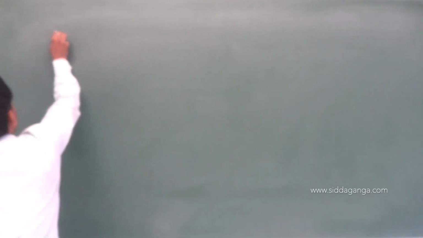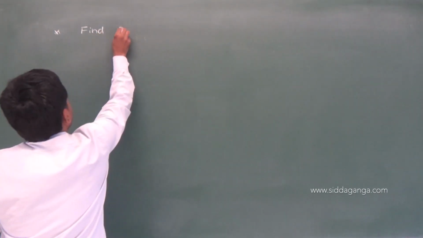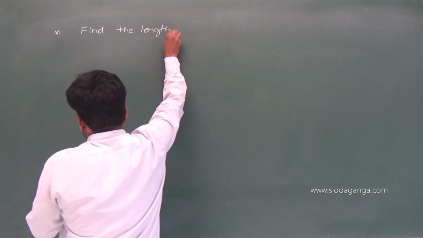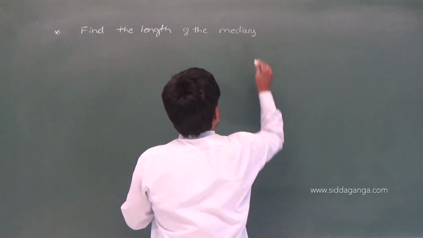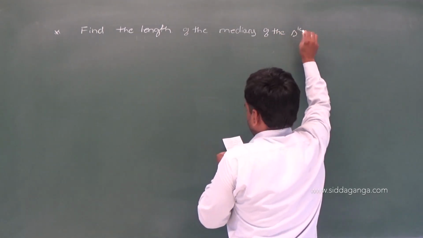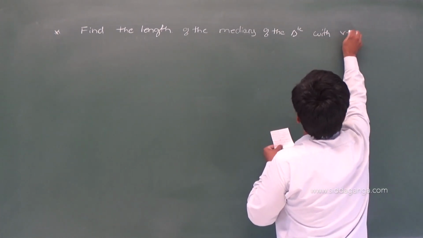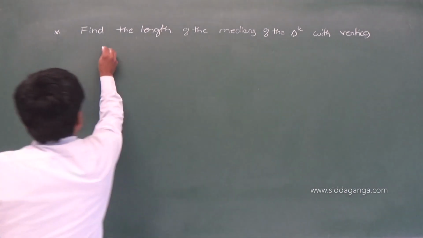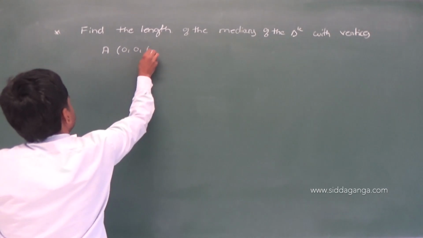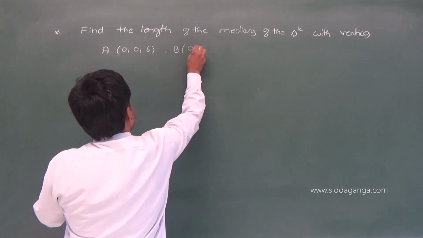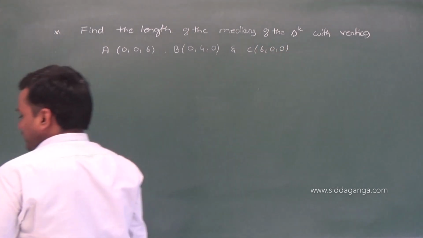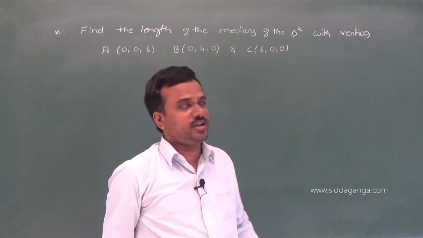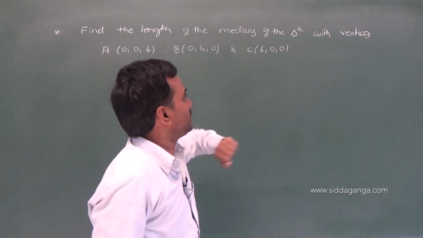We solve one more problem. Observe here. Find the length of the medians of the triangle with vertices A(0, 0, 6), B(0, 4, 0) and C(6, 0, 0). Find the length of the medians. Observe carefully.